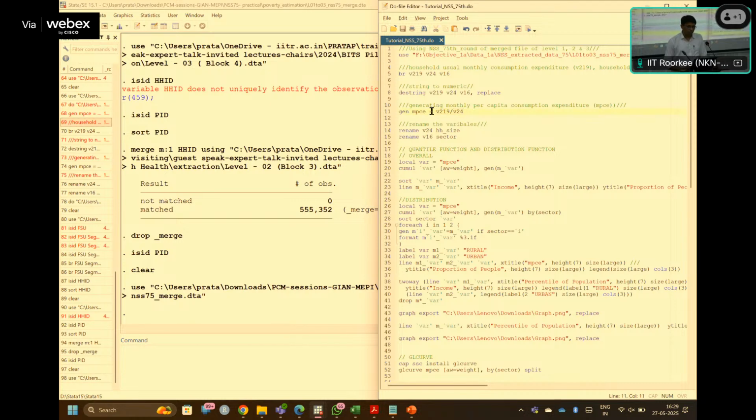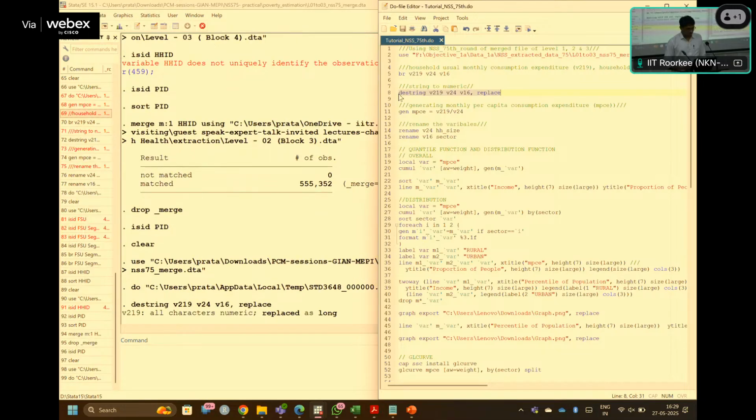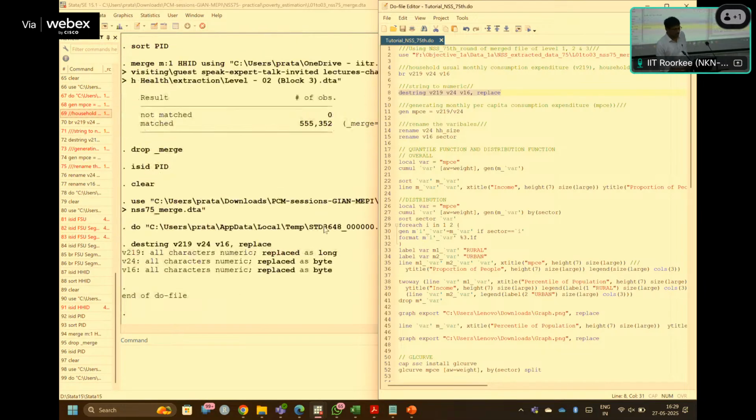And then before getting your MPC variable to be estimated and used, you need to distinct them. With the distinct command, we have distinct all these three important variables. We are using your MPC, the household size, and the sector. Sector means rural or urban. 1 is rural, 2 is urban. Within sector there are two parts, so 1 is for rural, 2 for urban.